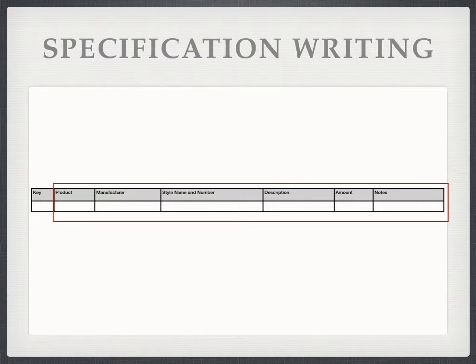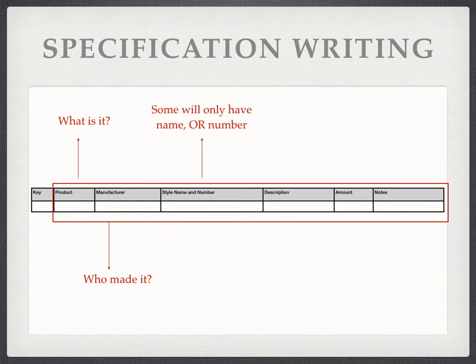So, filling out the remainder of your spreadsheet. Product, what is it? What is it that you're specifying? That's what goes into your product category. Manufacturer, who made it? This should be on your fabric sample, as well as style, name, and number. Some fabrics will only have a name, some will only have a number, but most often they will have both.